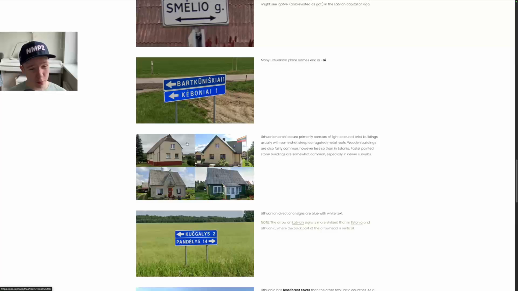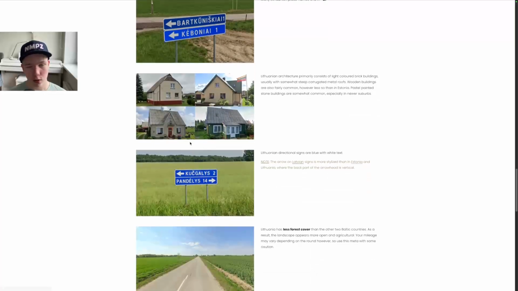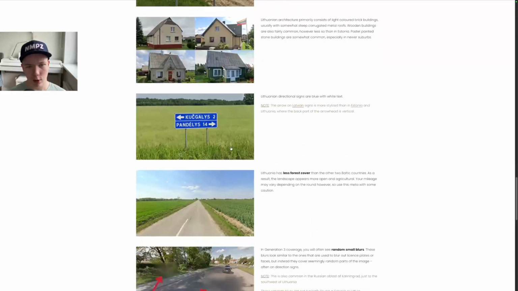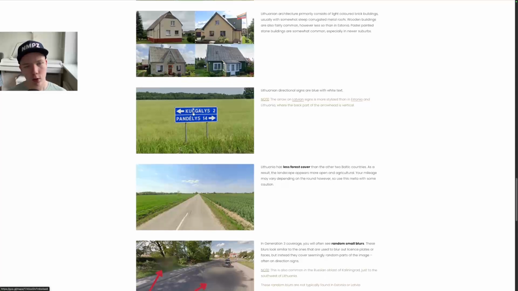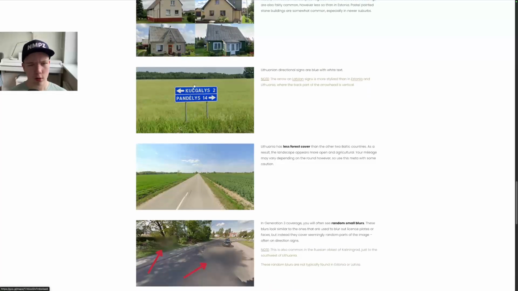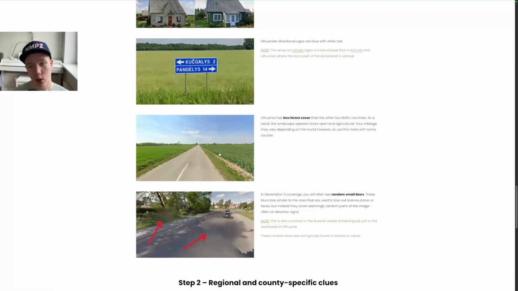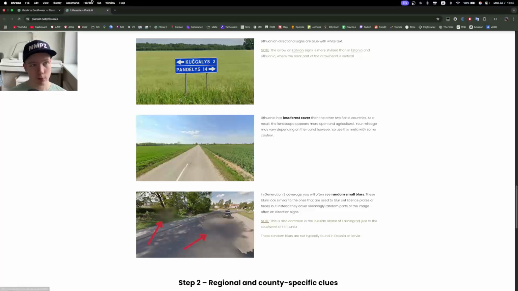Lithuanian architecture, pretty similar again to the other Baltic architecture. Lithuanian directional signs, blue with white text, so they are pretty similar to Estonian ones, but maybe you can see the difference, and obviously the place names look really different. Yeah, a bit less forest, probably, but yeah, in Gen 3 you can sometimes see these random small blurs. I don't know why, but for some reason.